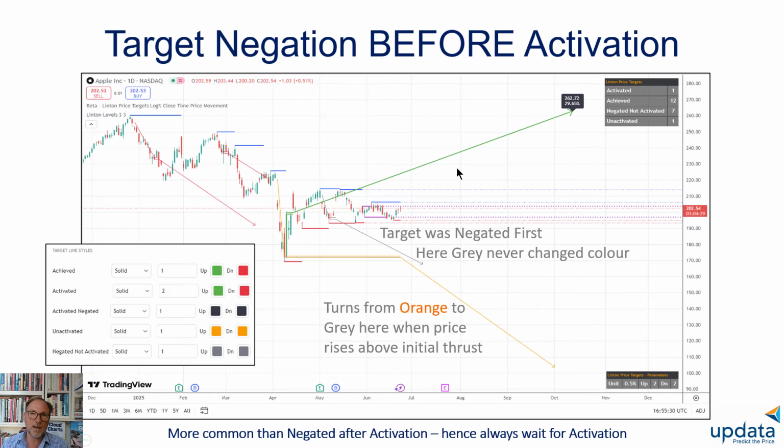target negation before activation. So this is where a target is given here. In this instance, we've got one that is grey, but the target was negated before it was activated. So it moved back to that level there, it negated that target, so it was never activated. And they are more common, which is why you should always wait for targets to be activated. Now you can change all these targets as you wish, the color coding is up to you, but these are the defaults and this is how they come.